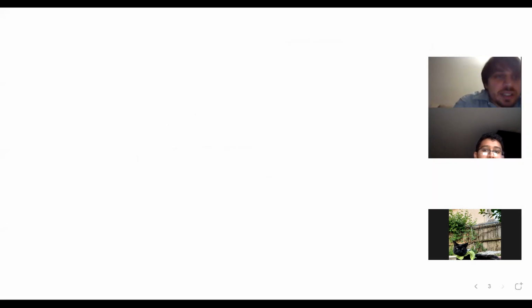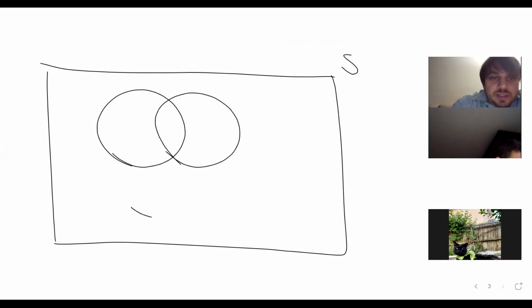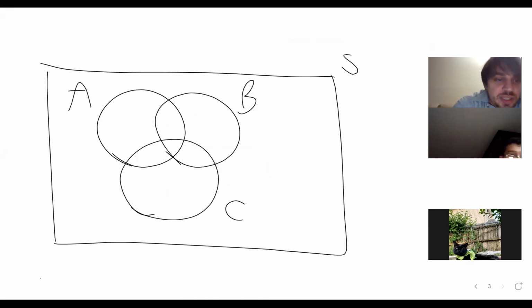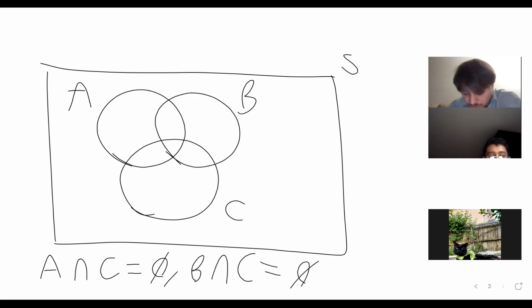So A intersection C is the empty set, and B intersection C is the empty set. These are the two conditions. So this is A, this is B, and this is C. We're given that A intersection C is equal to the empty set, and B intersection C is equal to the empty set. Okay, these are the two conditions given to us.